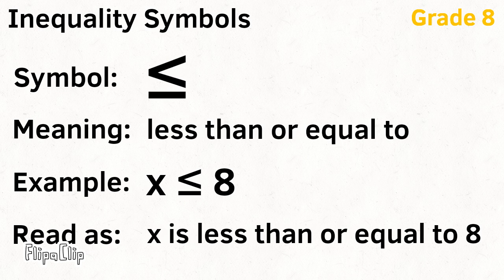The last one is the less than or equal to symbol. This symbol looks exactly like the greater than or equal to symbol, but pointing to the right. This symbol is used to show that a number or expression is smaller than or has the same value as the other. Here's an example. x, the less than or equal to symbol, and then the number 8. This is read as x is less than or equal to 8.